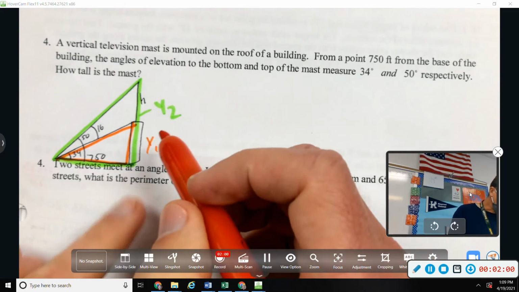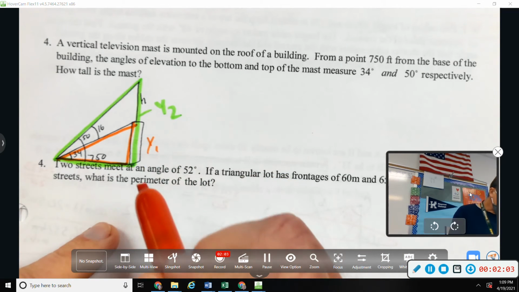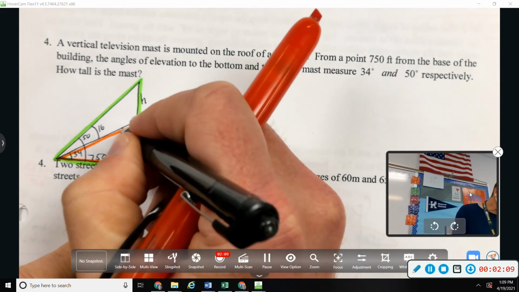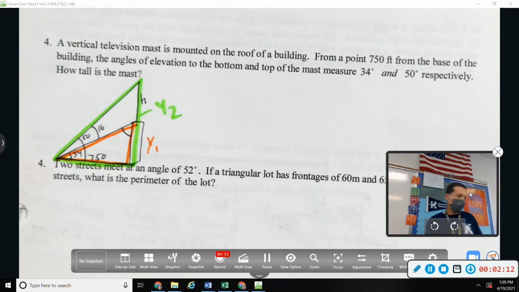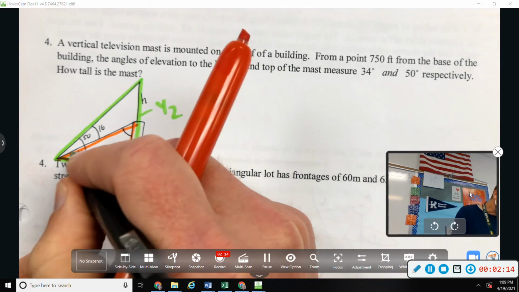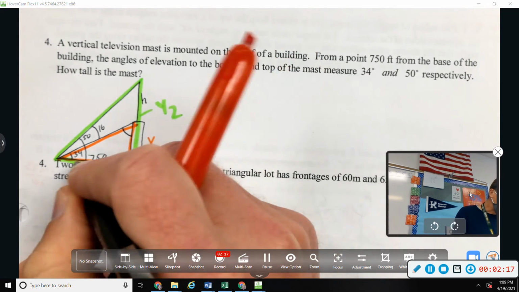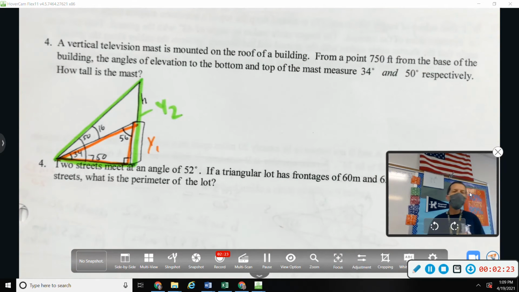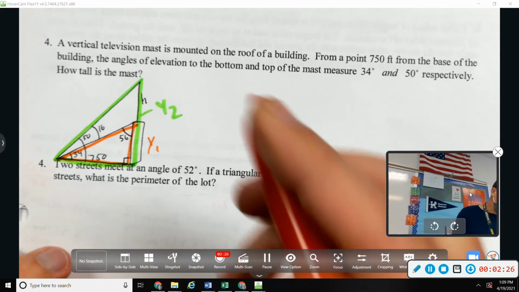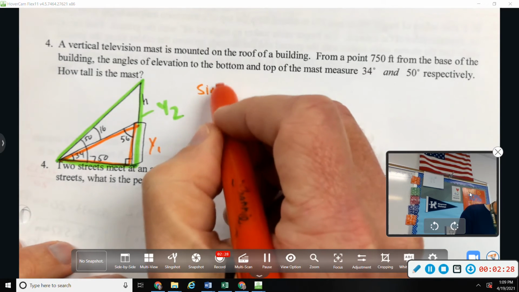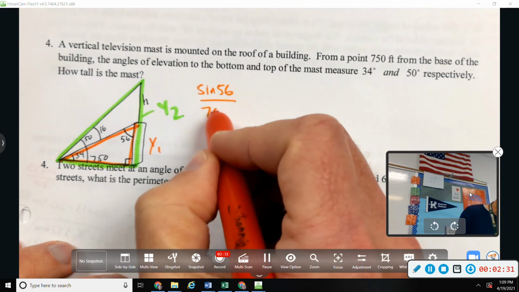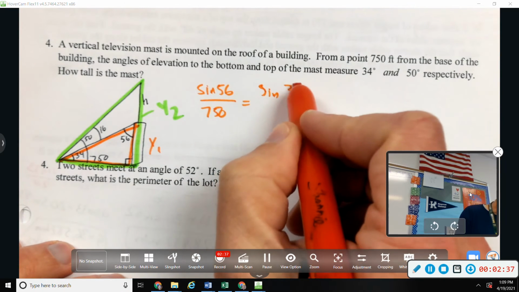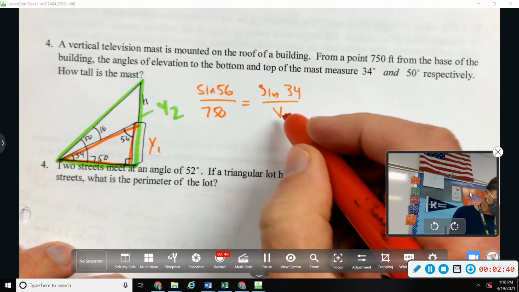So looking at the orange triangle, I want to know Y1. Oh, we can know this angle, and then we can have a law of sines thing. If this is a 90-degree angle, then 56 plus 34 plus 90 would be 180. So we can do sine of 56 over 750 equals sine of 34 over Y1.